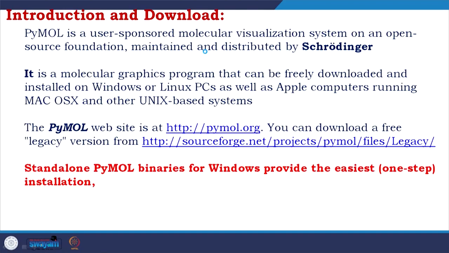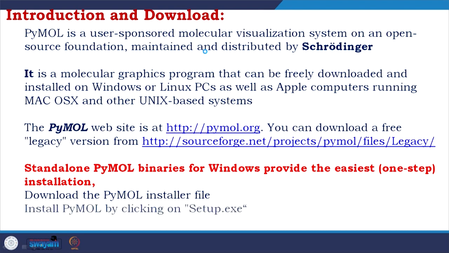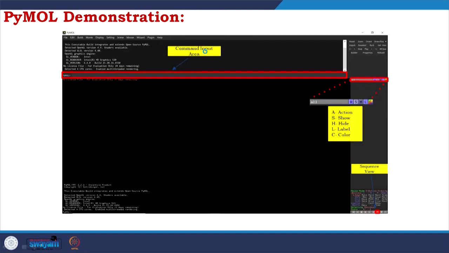Standalone PyMOL binaries for Windows provide the easiest installation. You have to download the PyMOL installer file, install PyMOL by clicking on setup.exe, and then PyMOL can be launched from the start menu of the computer. This is the first page of PyMOL. I will show you through a demonstration.